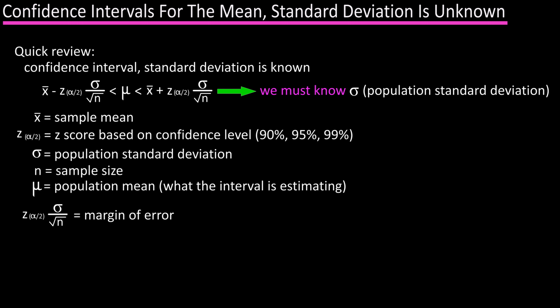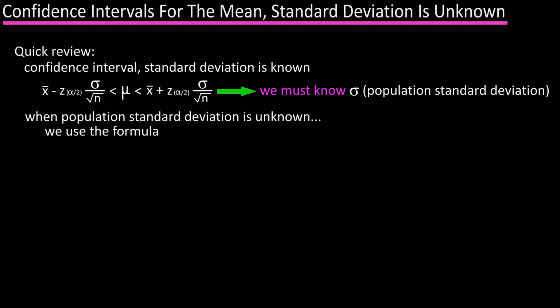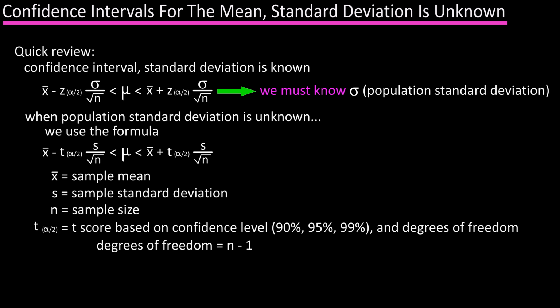However, in most cases, the value of the population standard deviation is unknown. And when it's not known, we use the formula x bar minus t alpha over 2 times s over the square root of n less than mu less than x bar plus t alpha over 2 times s over the square root of n. In this formula, x bar is the mean from a sample, s is the standard deviation from a sample, n is the size of the sample, t alpha over 2 is a t-score based on the confidence interval we're using and the degrees of freedom. And the degrees of freedom are equal to n minus 1, the sample size minus 1. And mu is the population mean, which is unknown.